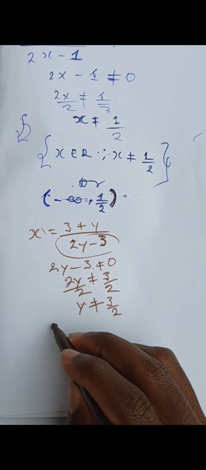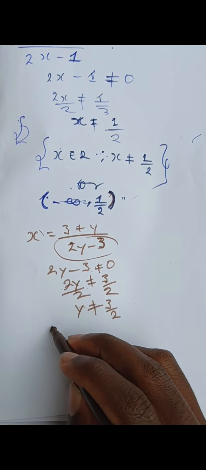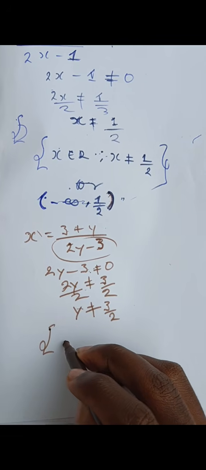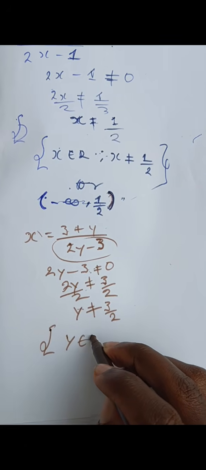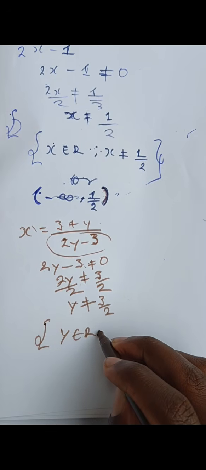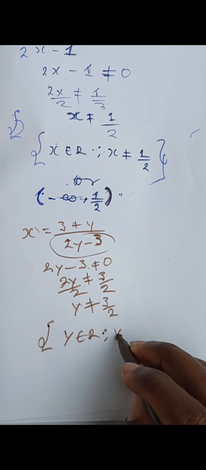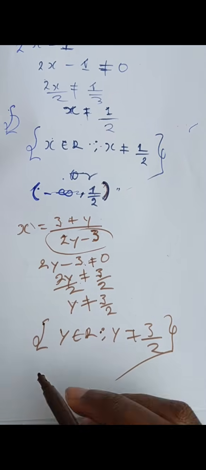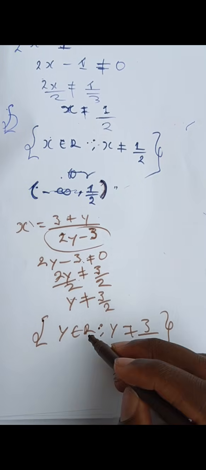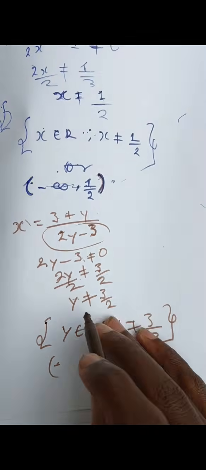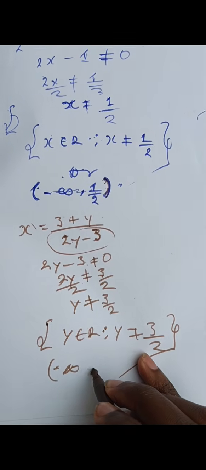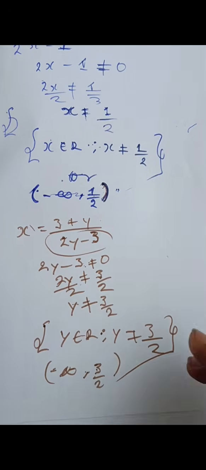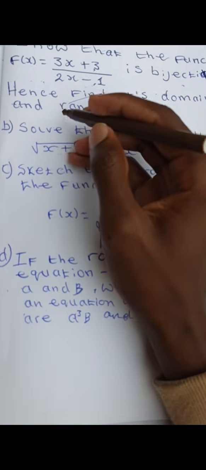So concluding the answer, you can say y can be any real number but should not be equal to 3/2. Or if you want, you can write in interval notation, meaning it's going to be negative infinity up to 3/2. So let's proceed.